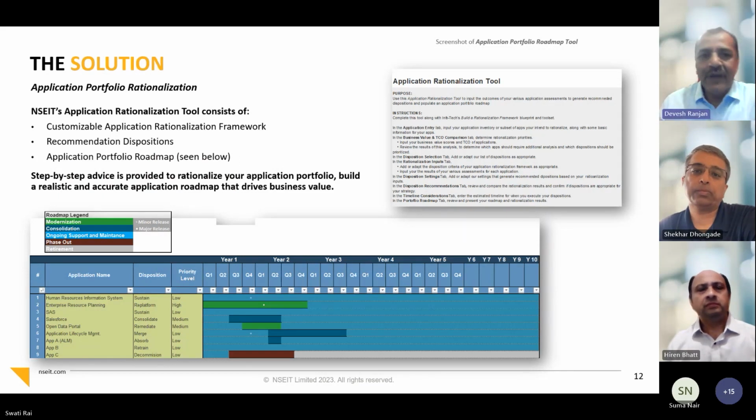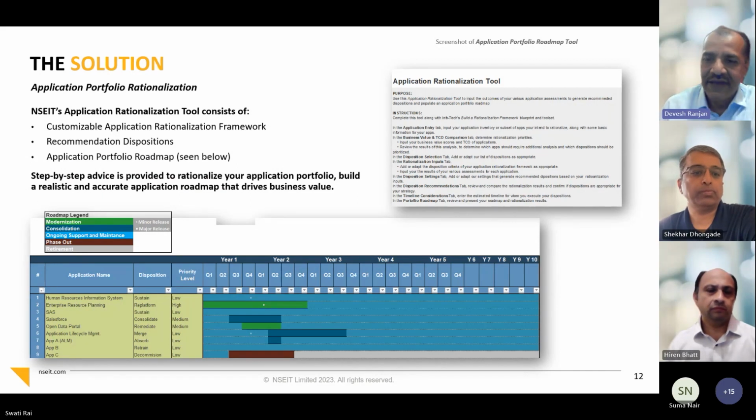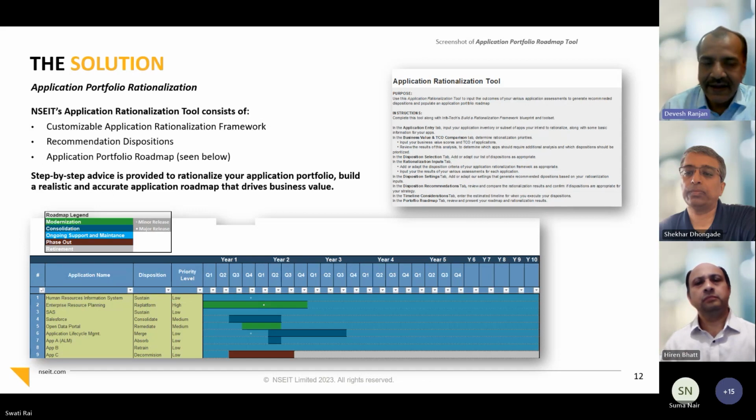So how do we address this? What is the solution which is required? NSEIT has its application modernization tool, and this consists of three key things. We have customized the application rationalization framework, which is the industry-leading framework, CISR, which typically any organization uses. But what are the additional value adds that we have brought in over and above that? The recommendation in terms of what treatments you should be opting for, and how you should be sequencing or prioritizing them to come out with a very valid roadmap.